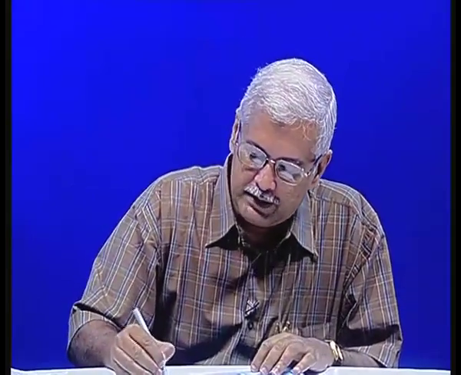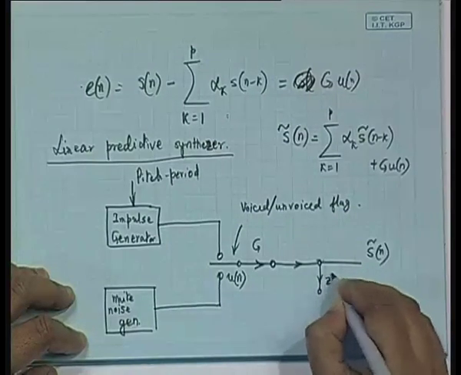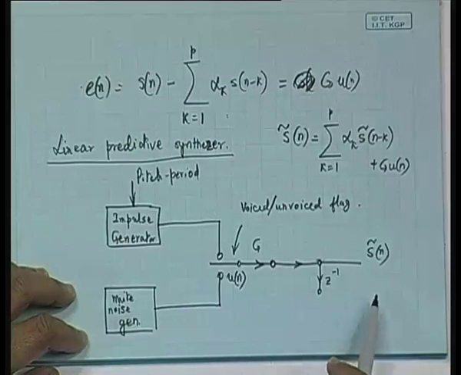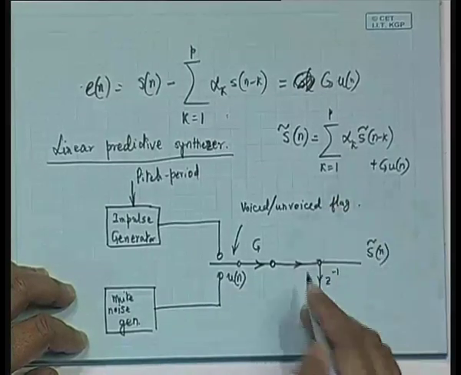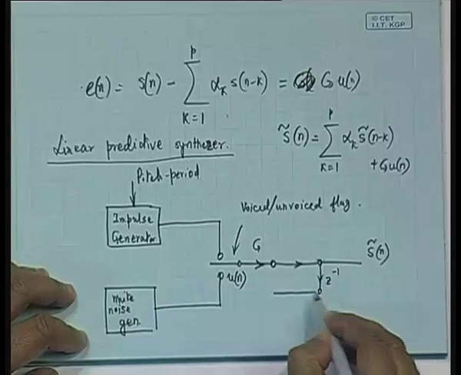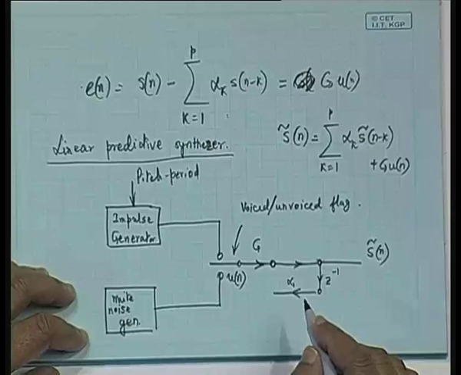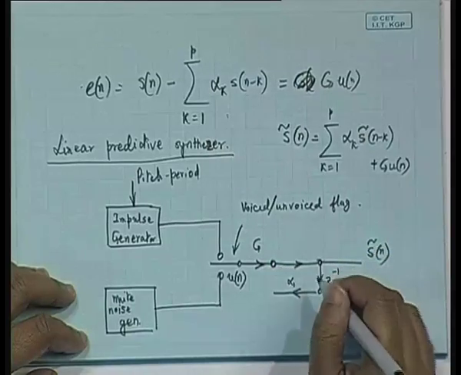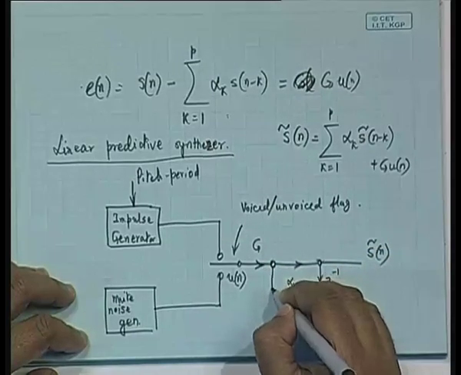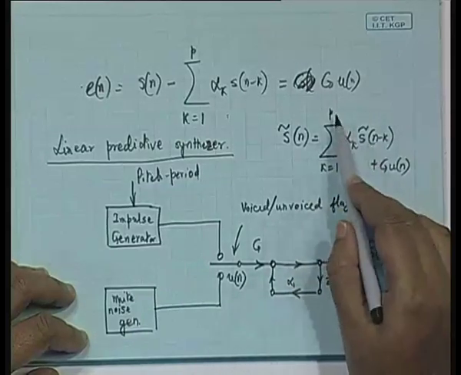So, then S tilde n is here. After z to the power minus 1, what we are getting here is S tilde n minus 1 at this point, and S tilde n minus 1 we have to multiply by alpha 1. So, this would be multiplied by alpha 1, and then it is to be added with this G u of n. G u of n is already there. So, this should be added to G u of n. So, this is only up to the first sample.